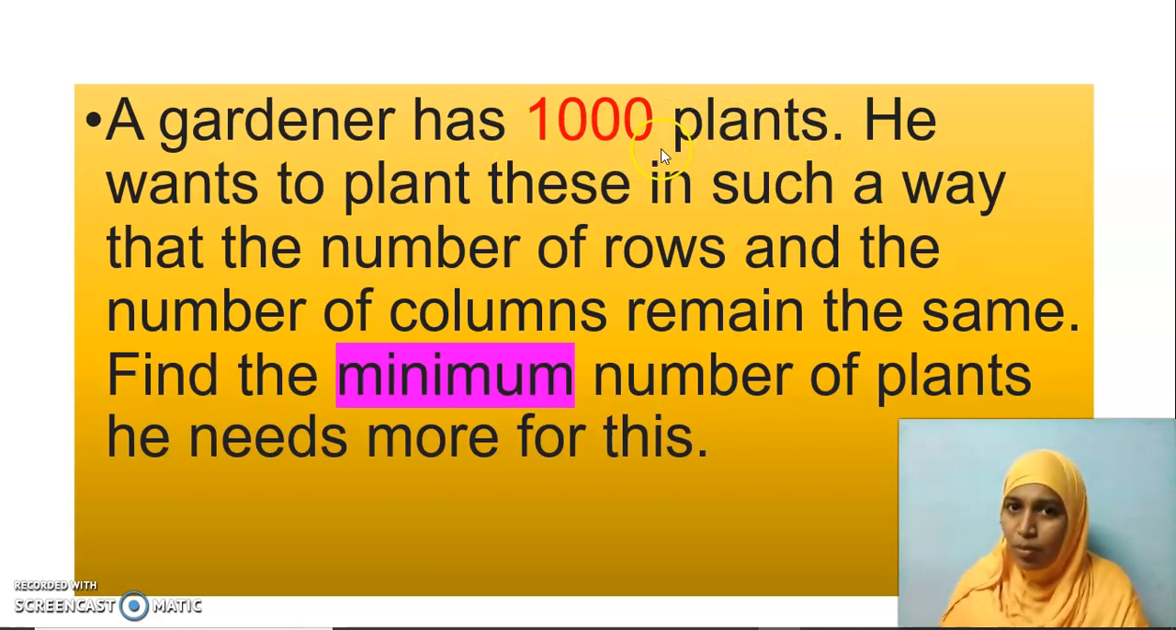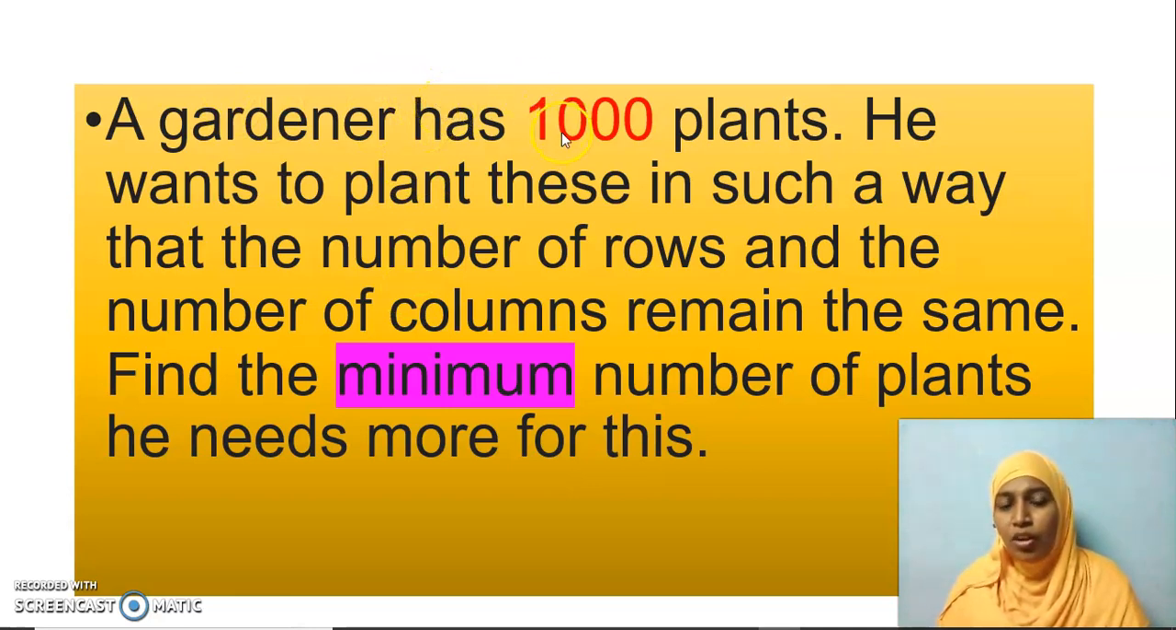Now think about this 1000 plants. Can it be a perfect square number? No. Just by looking at it, you would have found that it is not a perfect square number because it has an odd number of zeros. Only 3 zeros. So I cannot make equal number of rows and columns with these 1000 plants. So what is the objective? Find the minimum number of plants he needs more for this.